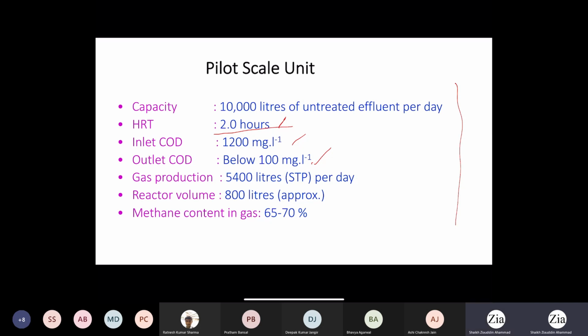So I'll just share the entire slide because for the last 2-3 classes we have discussed this, and then you can get all the data and content.